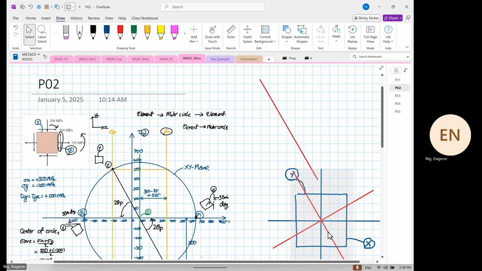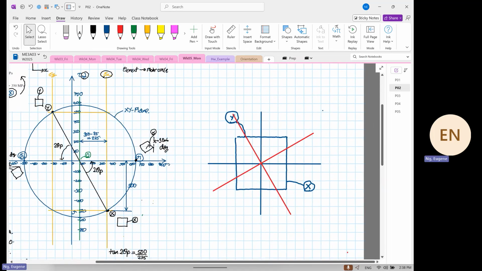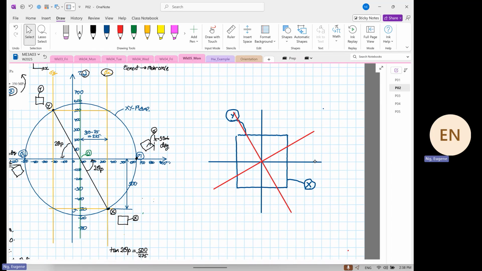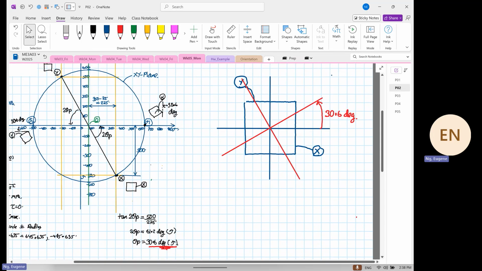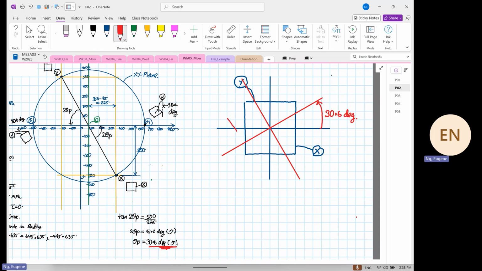Okay. So the red that I've drawn is basically a rotation anti-clockwise by 30.6 degrees. Okay. Why 30.6? We calculated over here, theta P is 30.6 degrees. From here, I'm now going to construct an element in red. Repeat again, we are going to construct an element in red. Not perfect, but good enough.